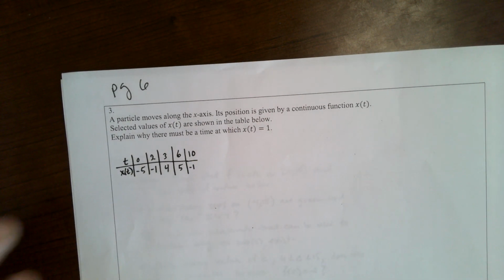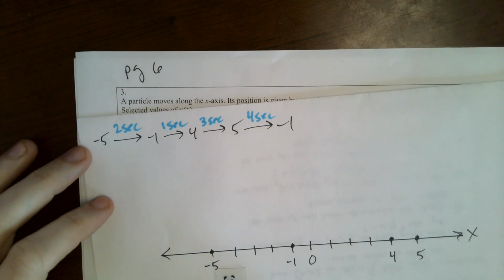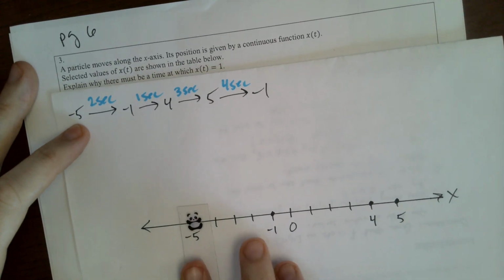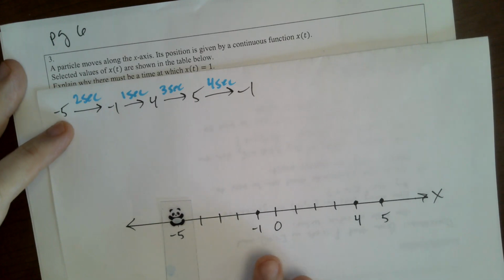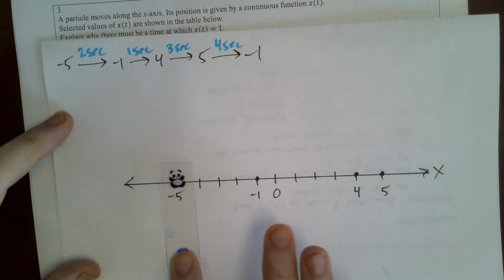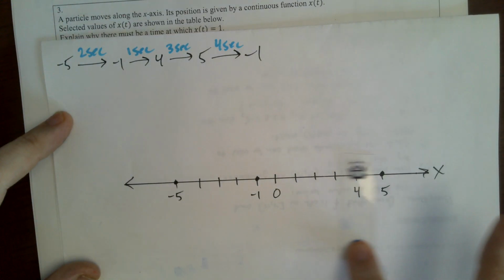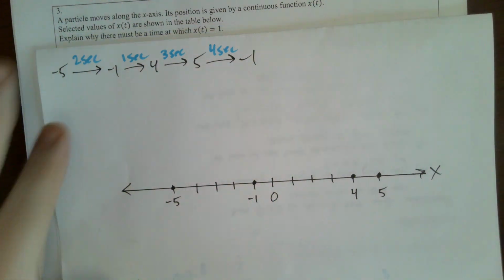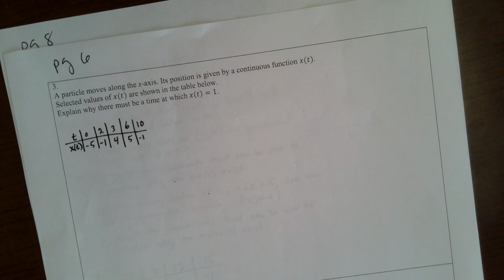Explain why there must be a time at which x of t equals 1. So they're saying explain why there must be a time where the panda's position is at 1. And yeah, we passed 1. Okay, so you can kind of see how that has to be the case, but we have to use the intermediate value theorem to explain why.